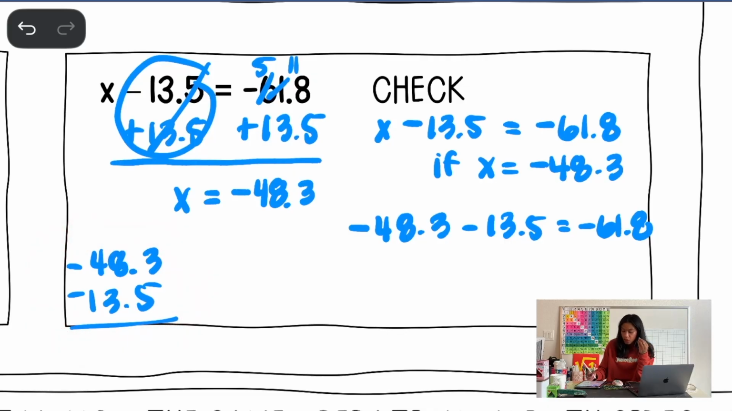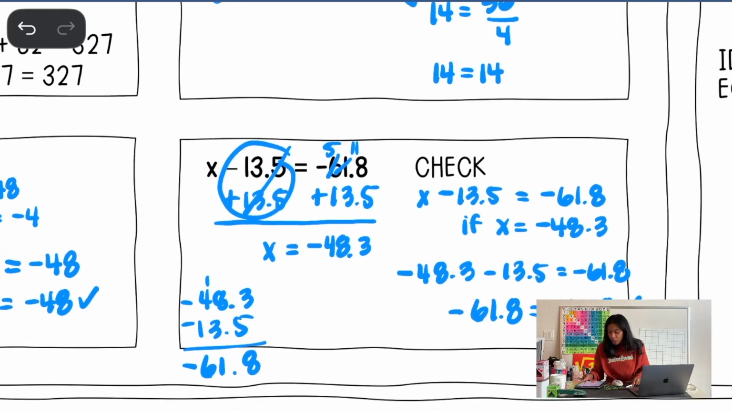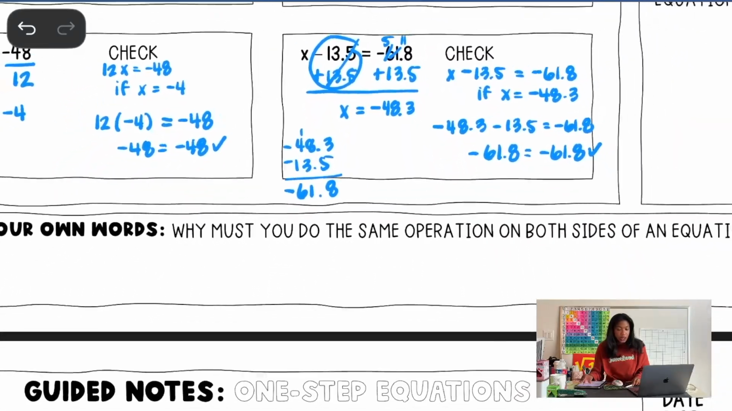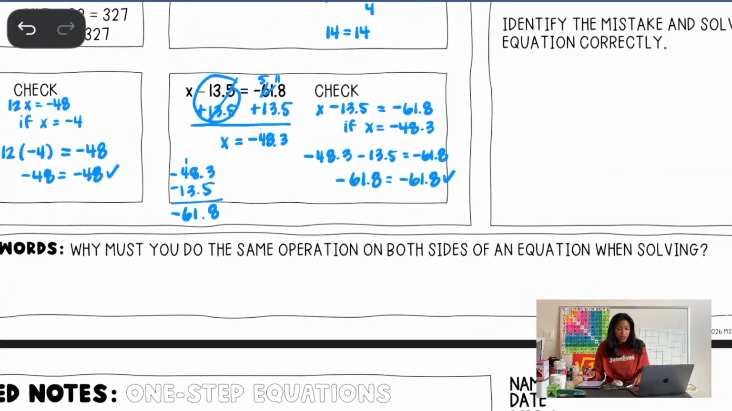I know that my final answer is going to be negative, right? If I spend money and then I spend more money, it's a lot of money that's been spent. So this is a big negative. I should have 8 here. This is 11, 61.8. Cool. -61.8 equals -61.8. That checks out. Beautiful. All right. The last thing, in your own words, I do love hearing your thoughts.